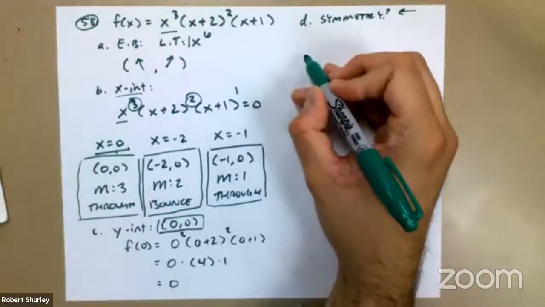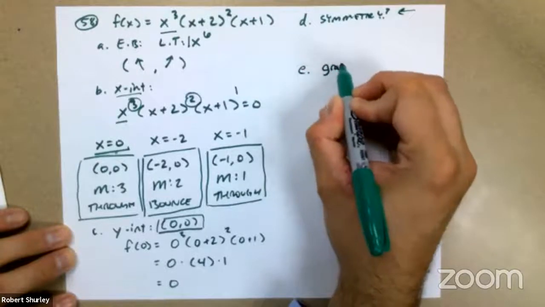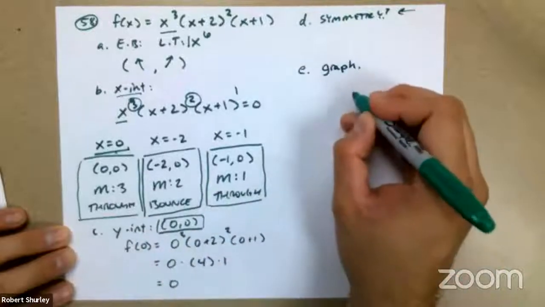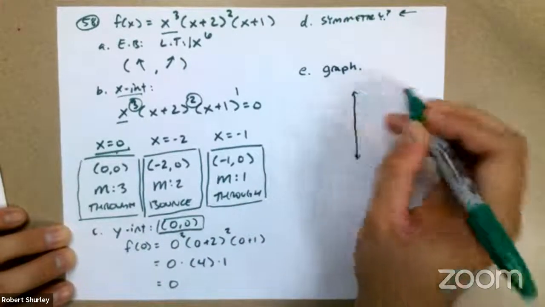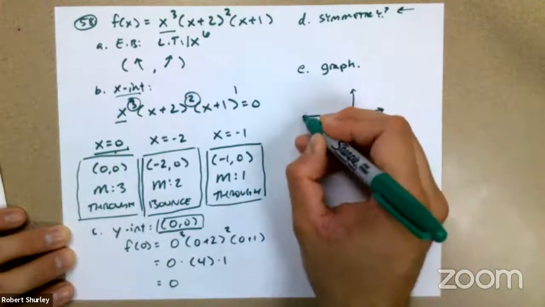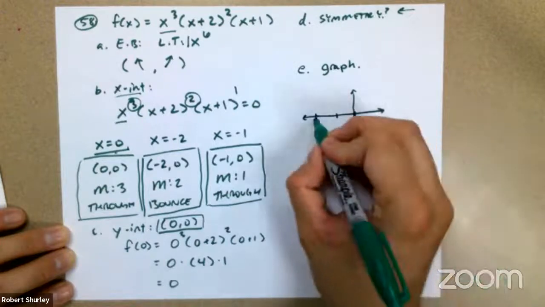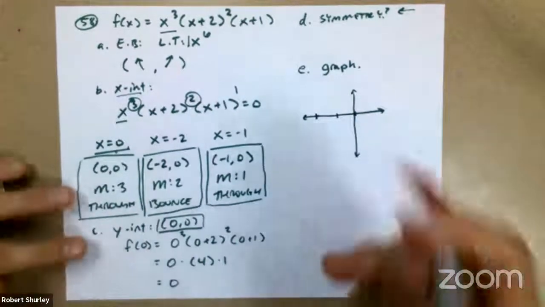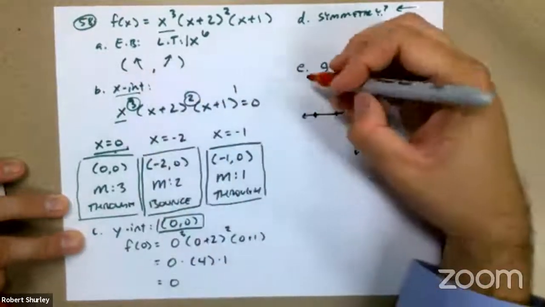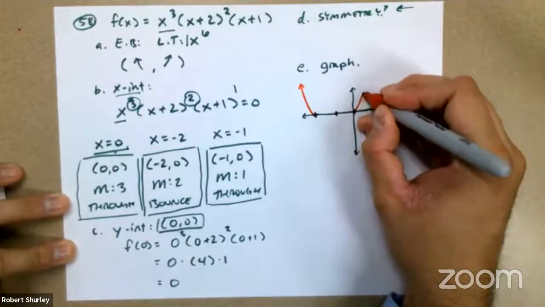Then part E, if necessary, find a few extra points, and we're going to graph it. So we're just going to graph it. Okay, we got 0, -2, and -1. So -2. Use my red pen again. -2, -1, and 0. The end behavior is up and up, right?